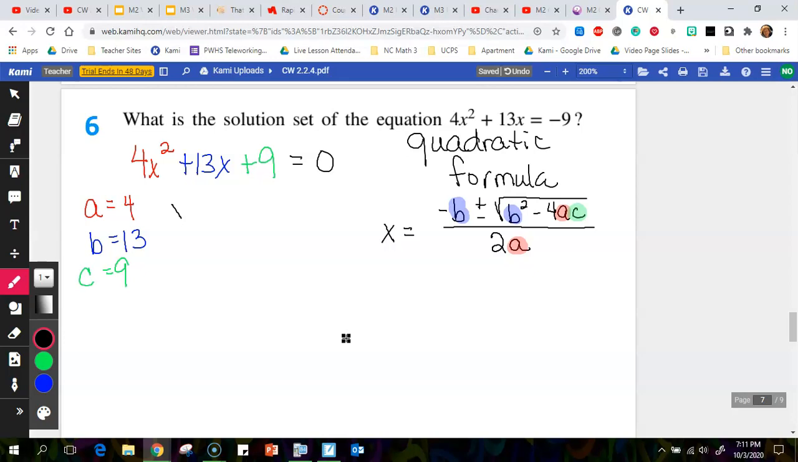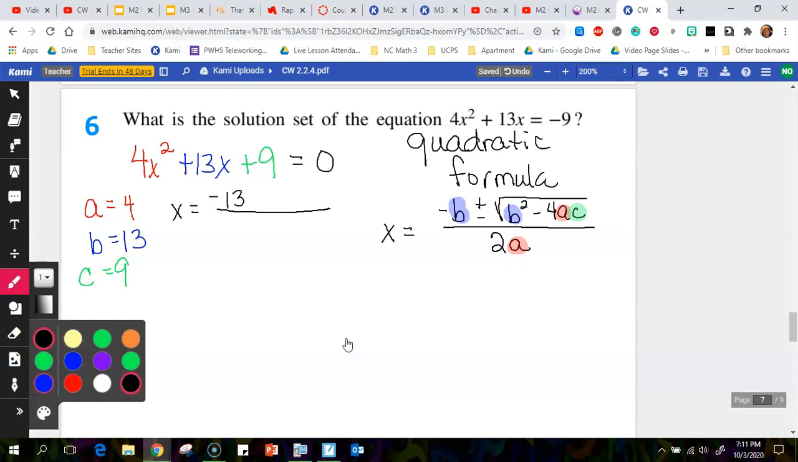I'm going to try to write this kind of small right here. x equals, and then I'm going to have a fraction. The opposite of b is the opposite of 13. That is negative 13. I meant to do that in blue. So there's my b, but I have to take the opposite of that. And then plus or minus. This is where our two parts come in. There's two answers to this. There's always two answers to a quadratic.